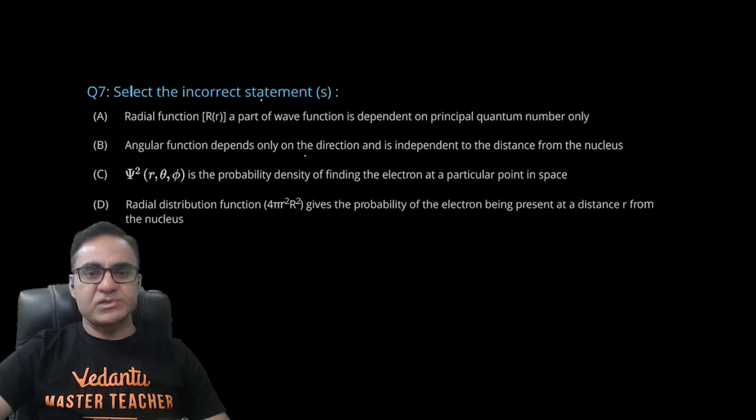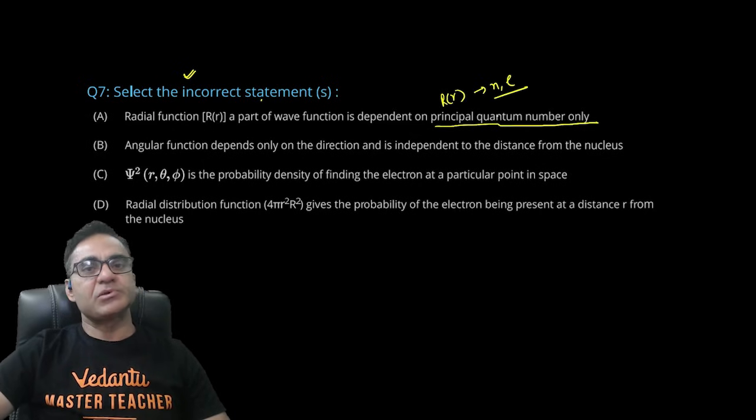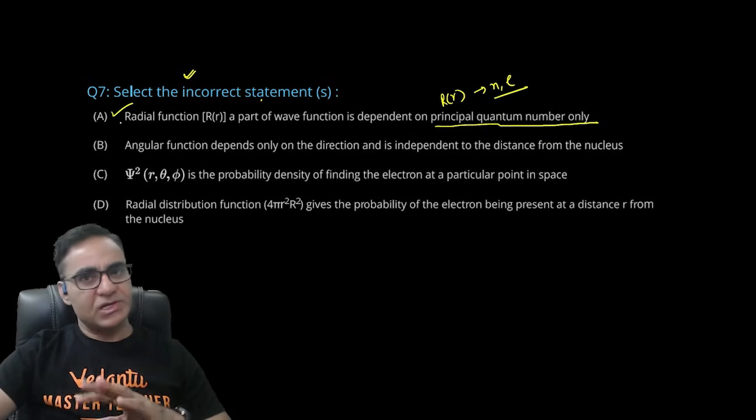All right. This is a question of quantum mechanical model. We need to find out the incorrect statement. Radial function is a part of wave function. That's fine. It is dependent on principal quantum number only. This is a wrong statement. Actually, radial part is dependent on the value of n and l, principal quantum number as well as azimuthal quantum number. So statement A is wrong. So you got the answer.